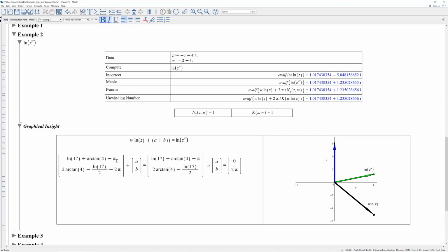w log z, real part. w log z, imaginary part. You've got to add something to that in order to get the correct stuff, real part, imaginary part. Well, you can see here log 17, arctangent 4, arctangent 4 minus pi. So A is 0. 2 arctan 4, 2 arctan 4, log 17 over 2, log 17 over 2. So B is 2 pi. And that's why this is 2 pi I and why the correction factor works.